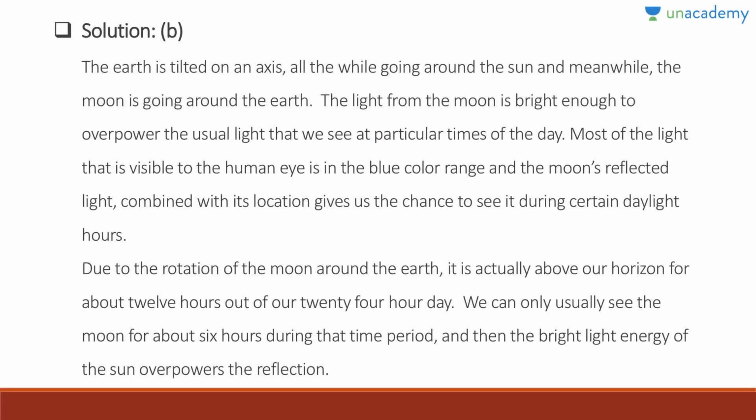So the earth is tilted on an axis and all the while going around the sun, and the moon is going around the earth, and the light from the moon is bright enough to overpower the usual light of the sun that we see at particular times of the day, and most of the light that is visible to the human eye is the blue color, and the moon's reflected light combined with its location gives us the chance to see it during the daylight hours as well. So you can read more about it here.